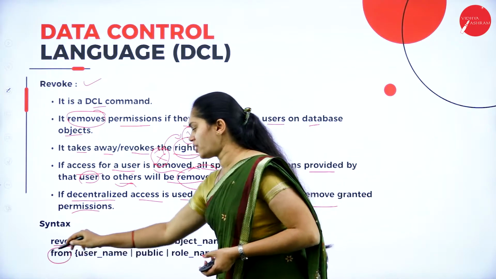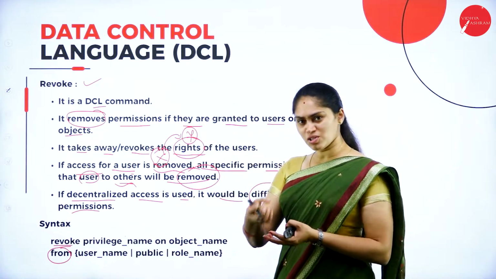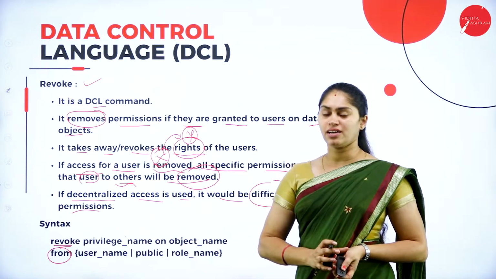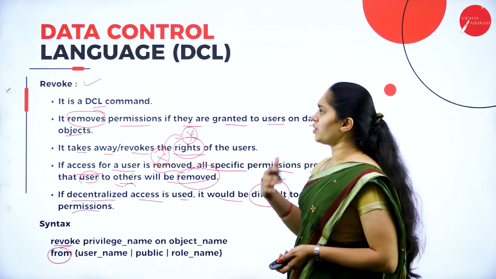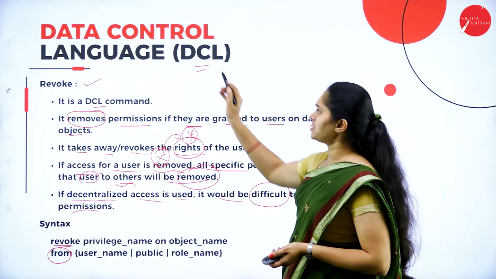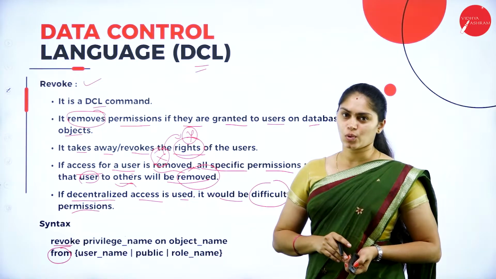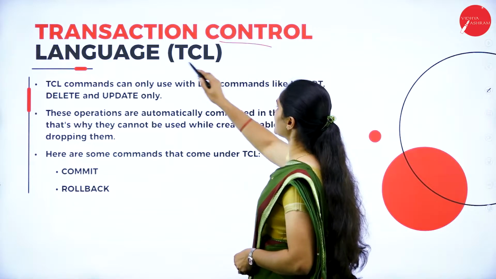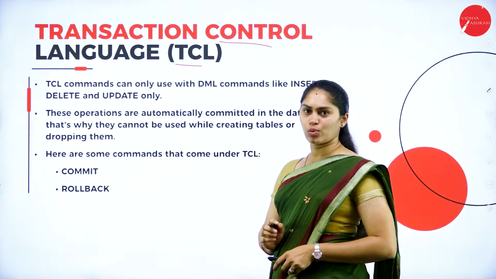So here, we should use a FROM. Why? Because we are taking it back from the username public, and then we should specify a role name. So this is how we are going to take the permission back. This is all regarding DCL, or data control language. Next we'll see about TCL, that is transaction control language.